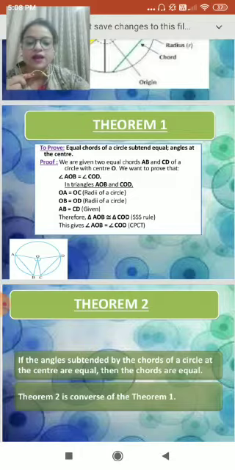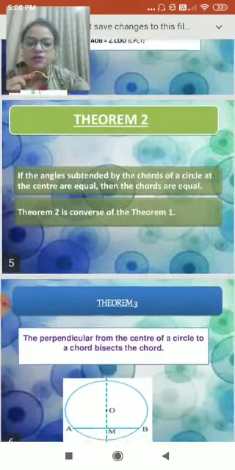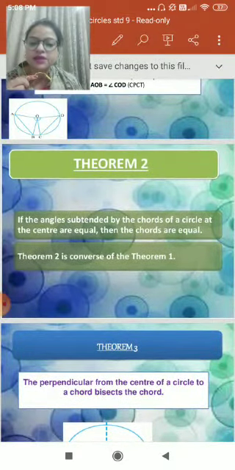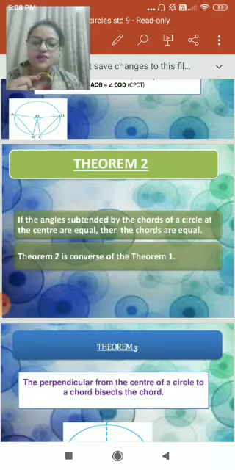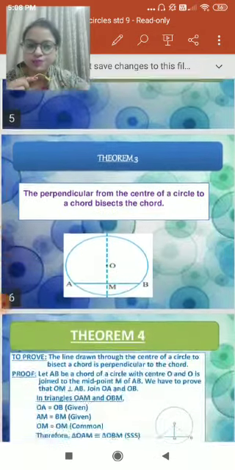Let us talk about theorem 2. Theorem 2 is the converse of theorem 1. Converse means the opposite of. Theorem 2 states that if the angles subtended by the chords of a circle at the center are equal, then the chords are also equal. This is just the opposite of the first theorem. So when you prove the first theorem, proving the opposite will be your theorem number 2.